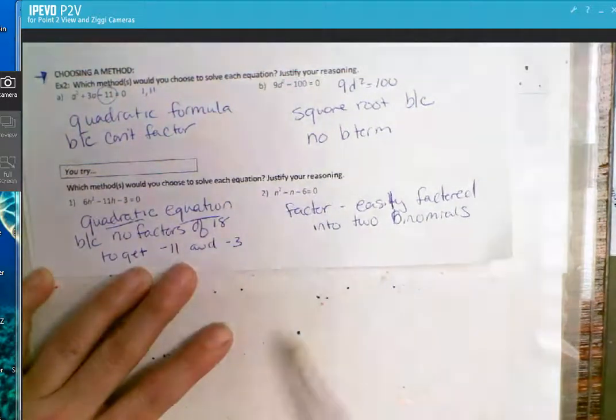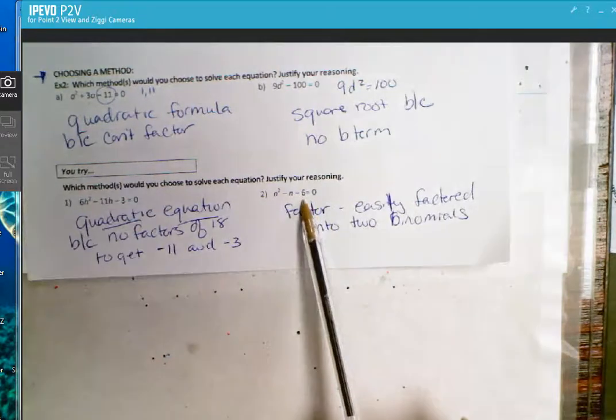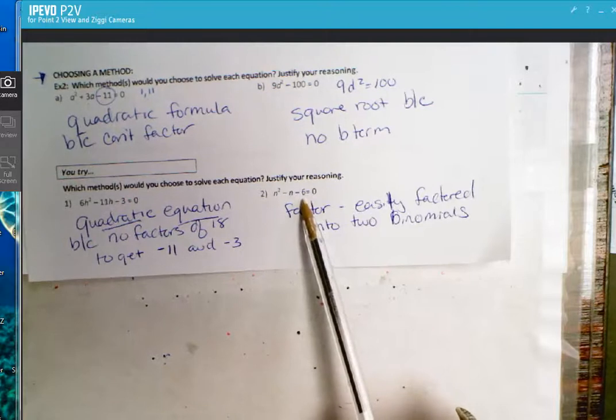Over here, this is easy to factor. It's easily factored into two binomials because I have 6. So 5 and 1, one's positive, one's negative, or 6 and 1, but one's positive, one's negative. Like, it's good.